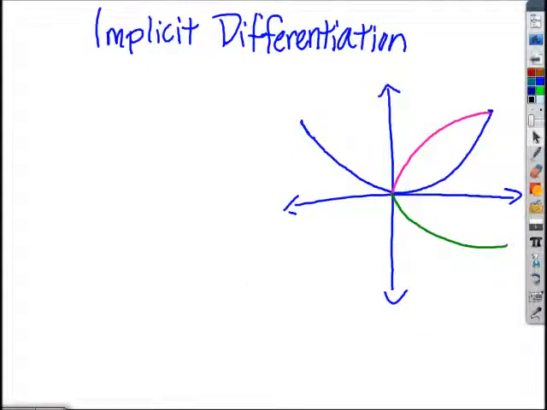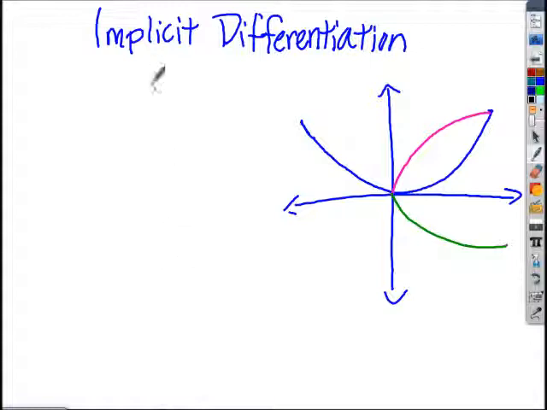So, implicit differentiation. You may ask, what is implicit differentiation? Why do we have to have it? We already have differentiation. Well, what we've done so far is explicit differentiation, where our equation is y equals something in terms of x. That's explicit, where it's clear y is defined explicitly in terms of x.